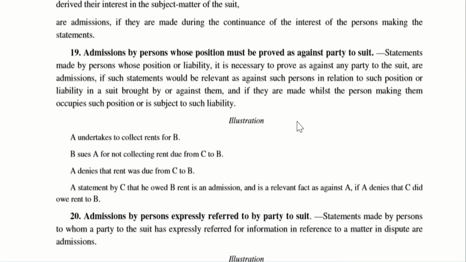As simple as that, if someone personally comes and says, no, I have to pay the rent, what A is saying is not correct, then that statement will act against A and it will be considered as an admission in this particular section. I hope you understood this particular section.